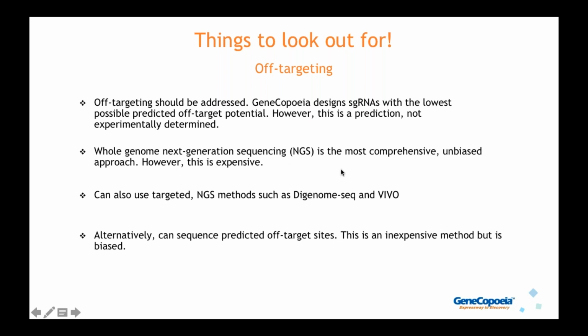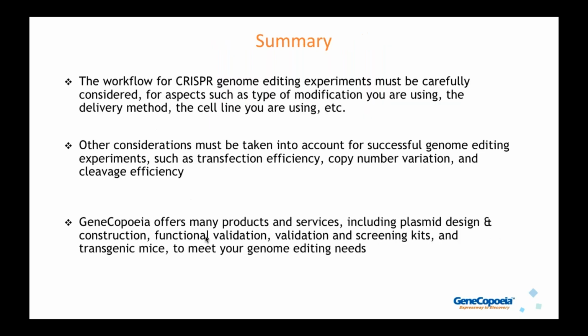Again, I mentioned that whole genome sequencing is usually recommended and required by some journals, because it is the most comprehensive method and it's unbiased. However, it's very expensive. So if you had to, you can also use targeted NGS methods such as digenome-seq and in vivo methods, which have been published in the past few years. Or you can sequence predicted off-target sites, which is an inexpensive and fast way to go, but it's heavily biased. But the bottom line is off-target modification of CRISPR should definitely be addressed.